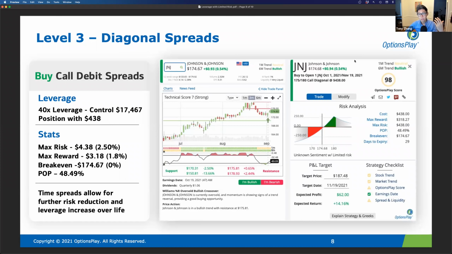If you can bring the cost of that long call down to as close to zero as possible, you effectively have a free bullish or bearish bet on the underlying stock. So that's the goal with the diagonal spreads.